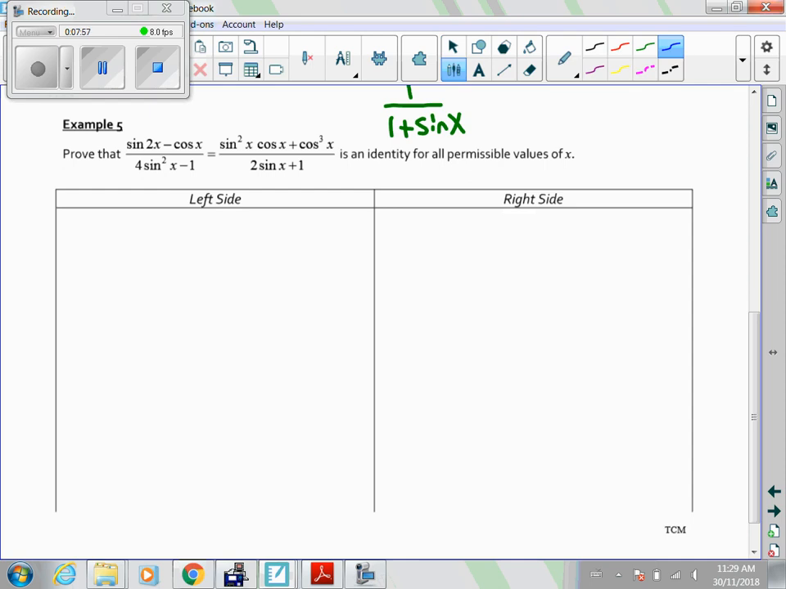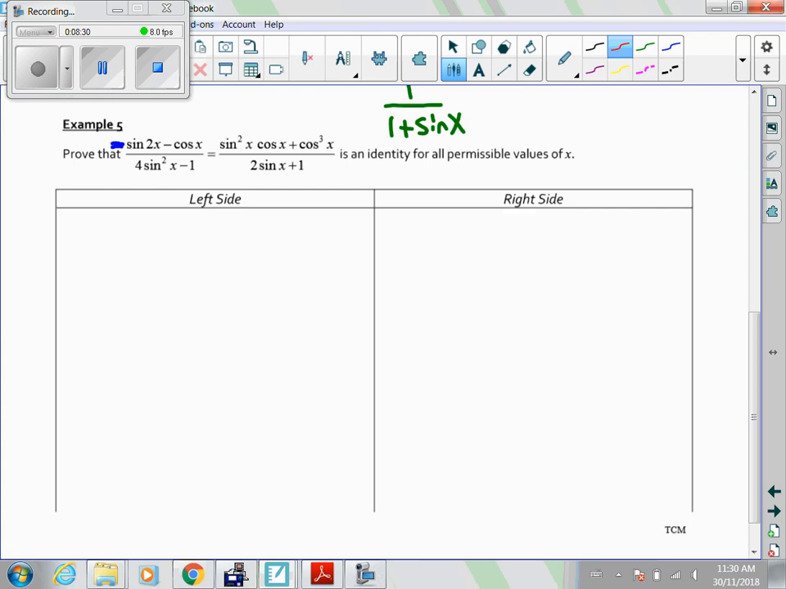I wouldn't say necessarily that either side is that much more complicated than the other. I think we could make a good case for either one being the place where we want to start. Now, I'm going to start on the left because my sine 2x, when I find those double angle things, they're typically ones that I want to go through. Now, I'm losing my train of thought. I said we're going to do non-permissibles, and then I just went on without it. So let's NPV this thing really quick.